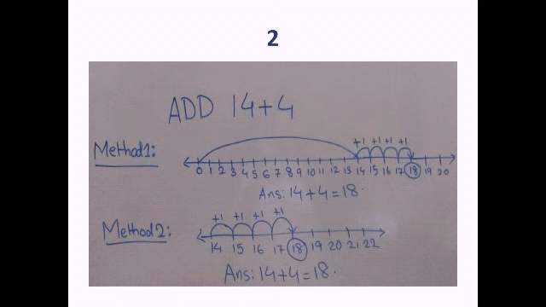Suppose you are given a map. You don't know how to do it, and you don't know your destination. Suppose I give you a map that says if you take 14 steps and then 4 steps, you will get to your destination. So to reach your destination, what you have to do? You have to jump and reach your destination.